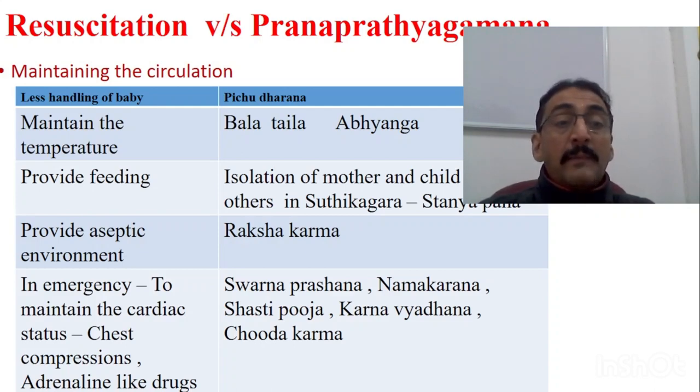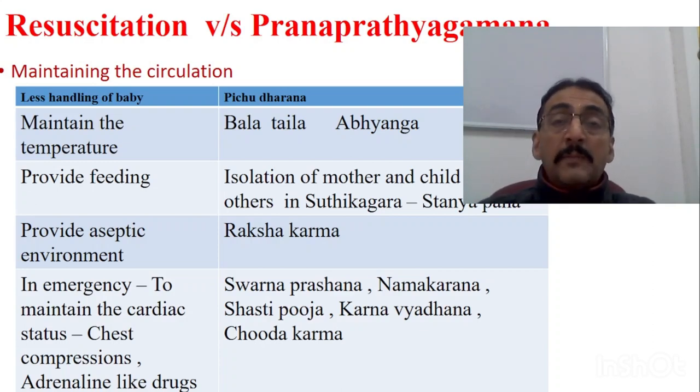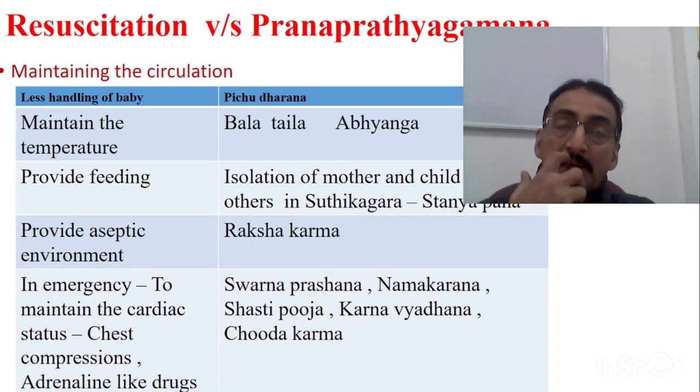Okay, then in emergency, to maintain the cardiac status, they have certain methods like chest compression, adrenaline, etc. These are the different methods explained in the contemporary sense for maintaining the circulation. Now what Ayurveda says, to maintain the temperature, is bala taila abhyanga.